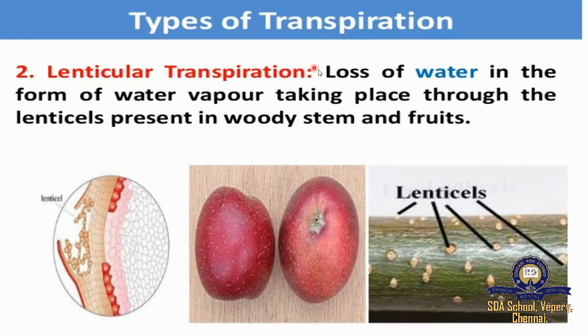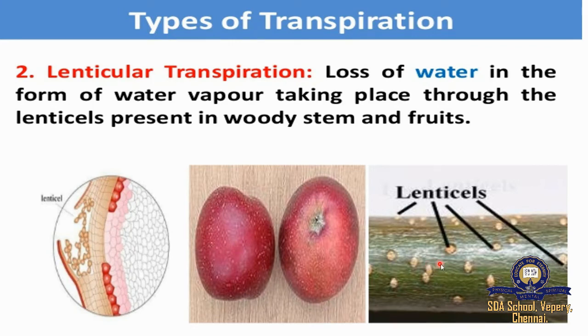The second type of transpiration is lenticular transpiration. You would have seen small pores in an apple, right? See, this is an apple. You would have seen the small tiny pores, right? So these pores are called lenticels.